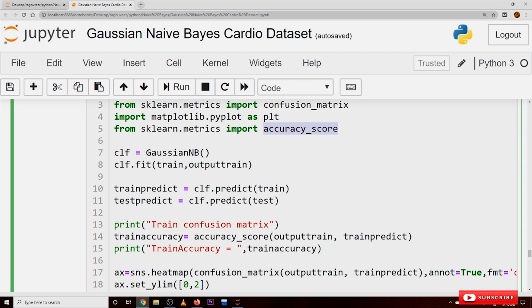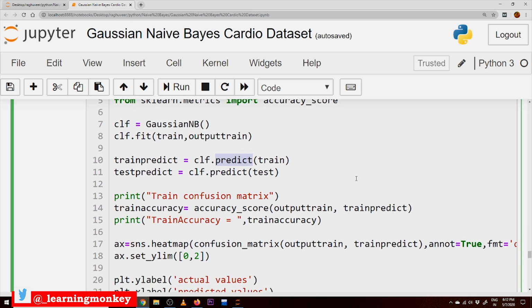We created a variable clf on Gaussian naive Bayes and used the fit method, which means we are applying Gaussian naive Bayes on our training dataset. After that, in Gaussian naive Bayes we have a method called predict, which predicts the outputs. This predict method is applied on training data and testing data. The predicted values are saved in variables called train predict and test predict.